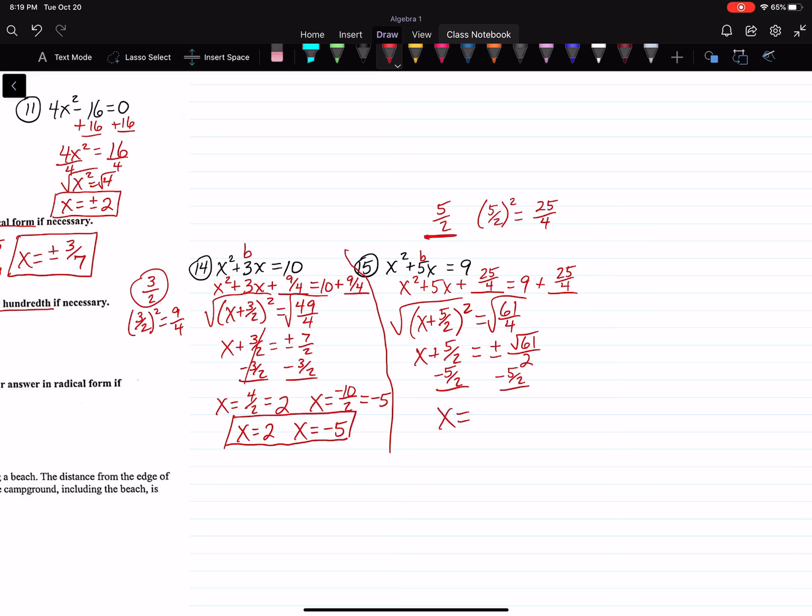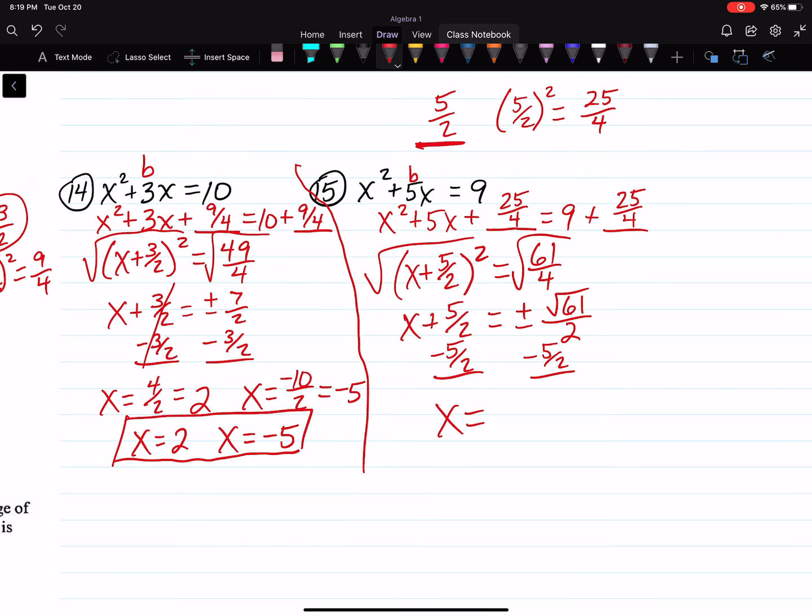X will equal. All right, now here is where we have to plug it in. So we're going to do negative 5 plus the square root of 61 over 2. And we're also going to do negative 5 minus the square root of 61 over 2. Now, had it said leave it in radical form, we would be finished right now, but it doesn't say that.